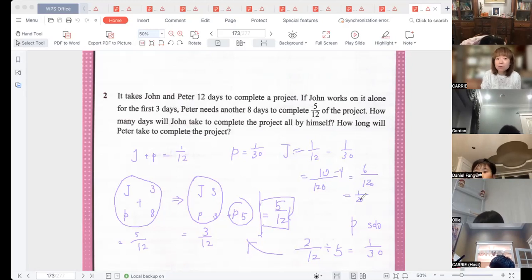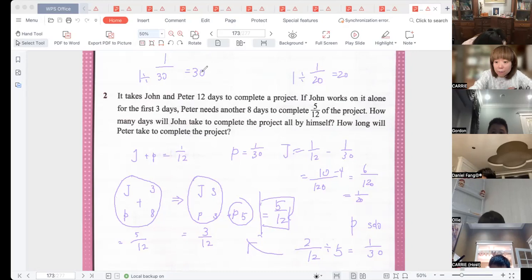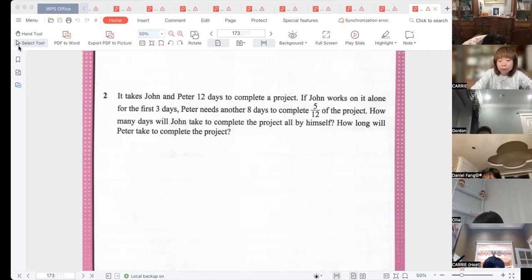So how many days will John take to complete the project by himself? Of course, it's 1 divided by 1/20 equals 20 days. And how long will Peter take to complete the project? It is 1 divided by 1/30 equals 30 days. Understand, everybody? Okay. So the thing is, we want to find out something, and we only know what we know, right? Are we clear, everybody?